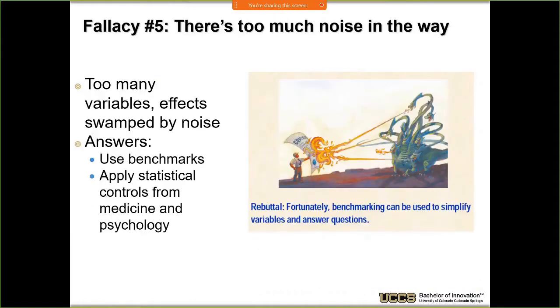Coming back to the noise, right? This is a classic argument where we can't get there because there's just way too much noise. There are too many variables, the effects are swamped by noise, and this is a classic problem when I'm dealing with people. Lots of software engineering papers suffer from this problem because it's really hard to do a controlled experiment where I have two groups do things in parallel.